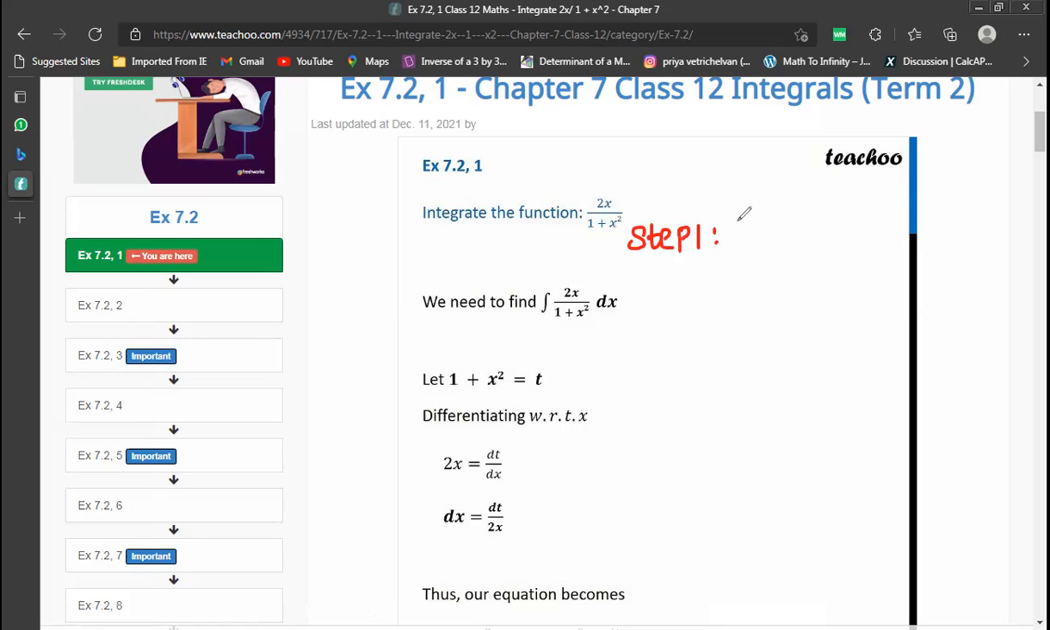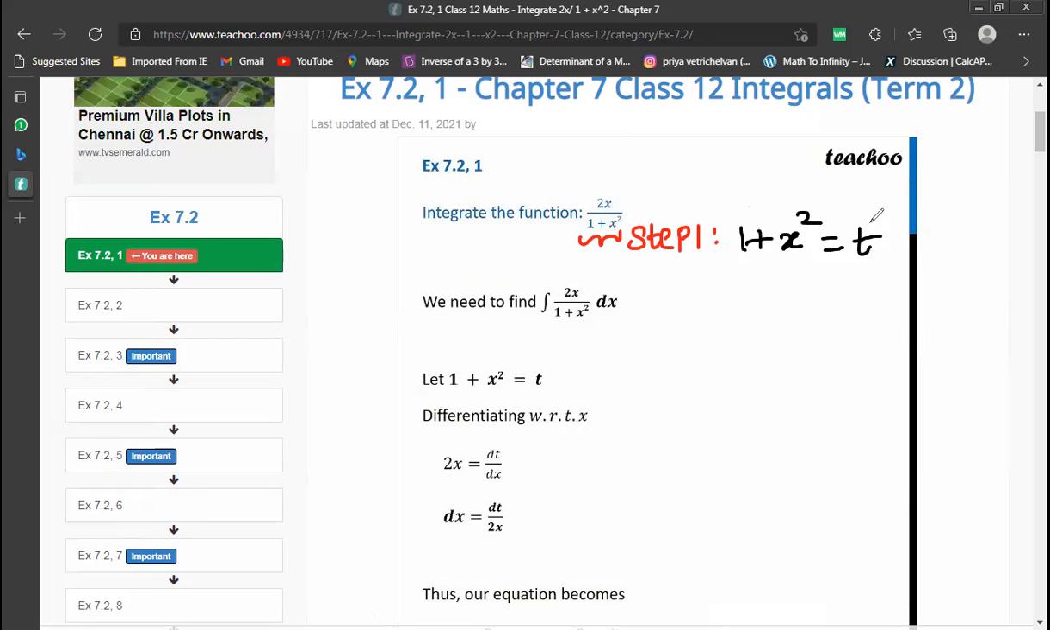You just have to assign an expression or equation to a variable. Over here, you take the denominator 1 plus x square and assign it to a variable. I'm assigning this 1 plus x square as t here. That is the step 1. In step 2, we are going to perform differentiation both the side with respect to x.